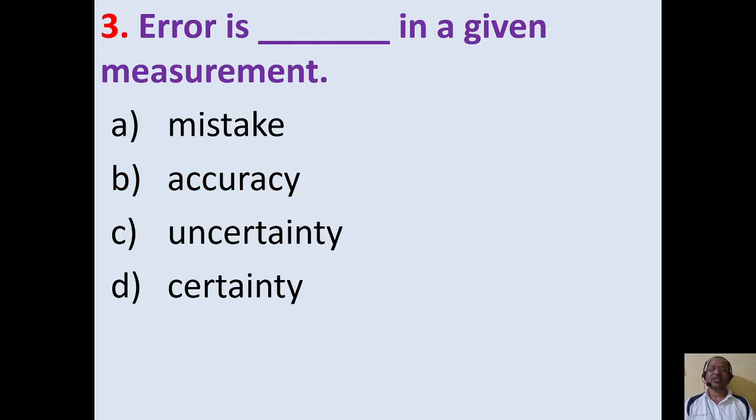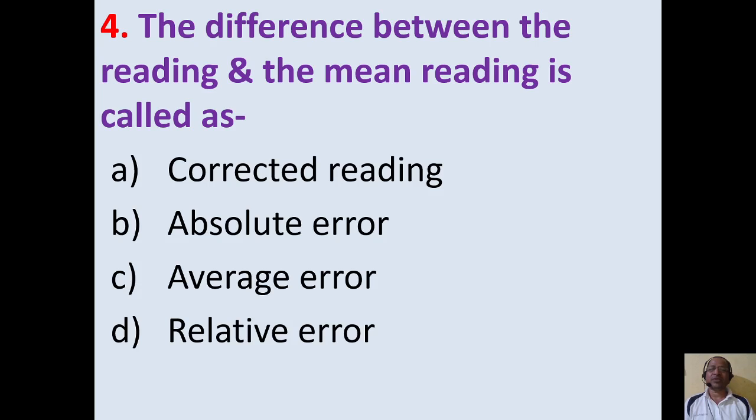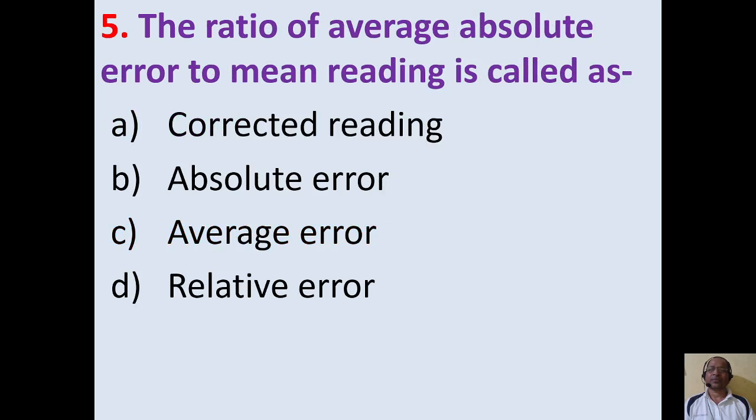Error is dash dash in a given measurement. Remember, error is not a mistake in a measurement, it is the uncertainty in the measurement. The difference between the reading and the mean reading is simply the absolute error. The ratio of average absolute error to mean reading, we know that the ratio of two averages, is called relative error. So option D is the correct one.